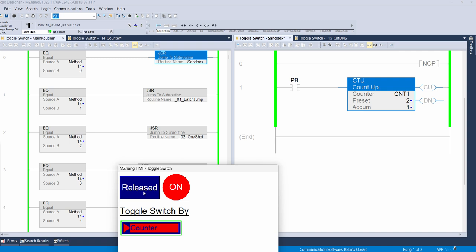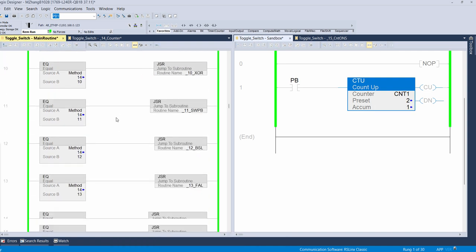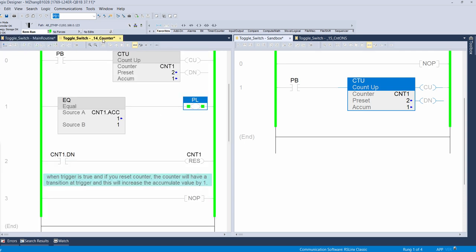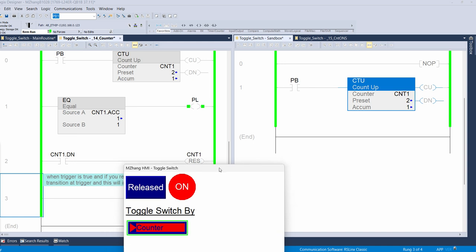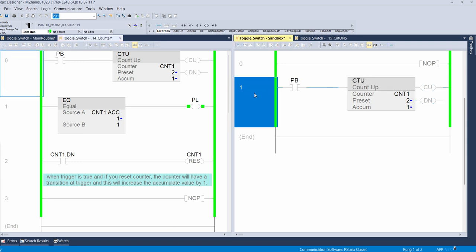So I don't know, maybe there's something wrong. Then let's have a look. Right now the method is 14. So that's going to 14 here. 14 is calling routine 14, counter. Let's have a look here. Right now there's something wrong in the logic, but you can see the design is similar to what we have here.